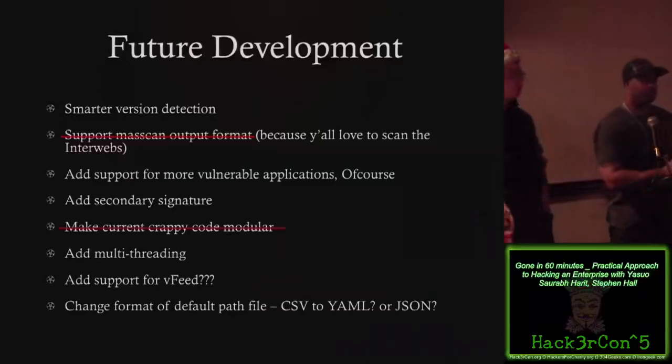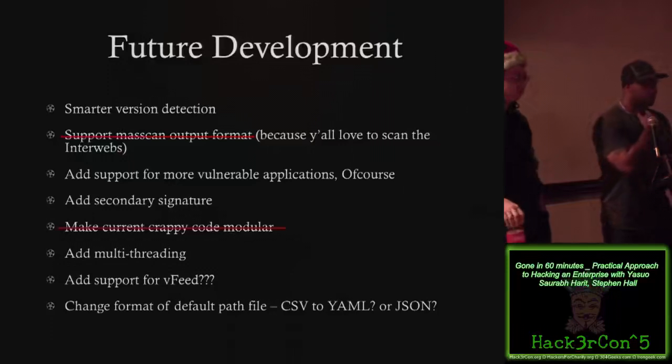Add support for vFeed. vFeed is a vulnerability aggregator, which is pretty awesome. At this point of time, I'm not sure if we can or not, but we'll look into the possibility of doing that. I've already mentioned that we want to migrate from the CSV file to YAML or JSON. I don't have any preference.